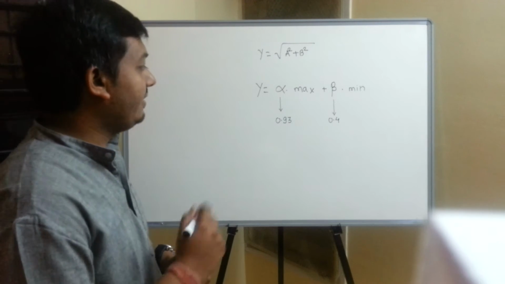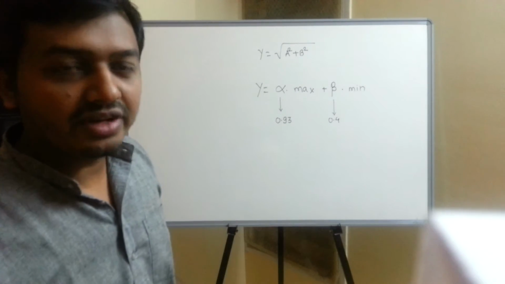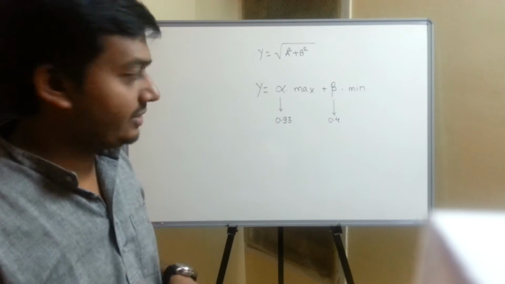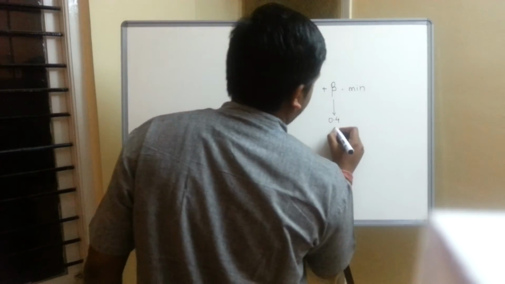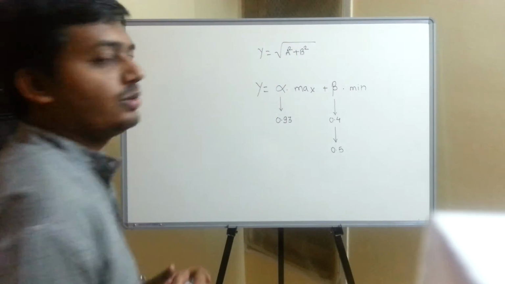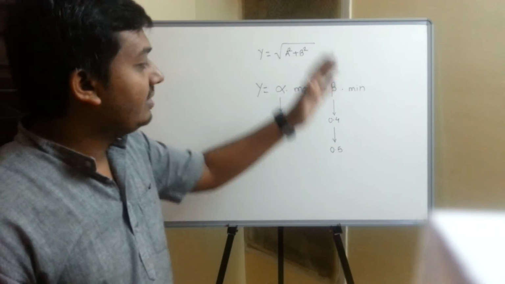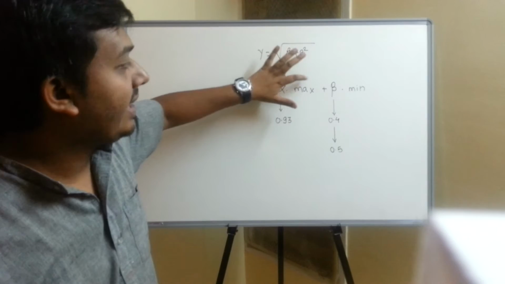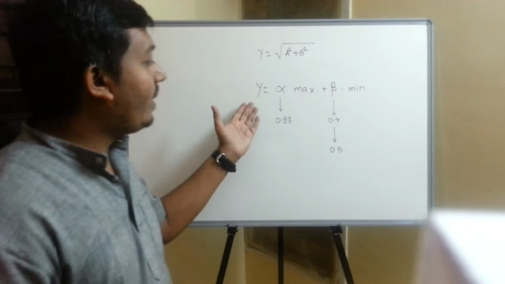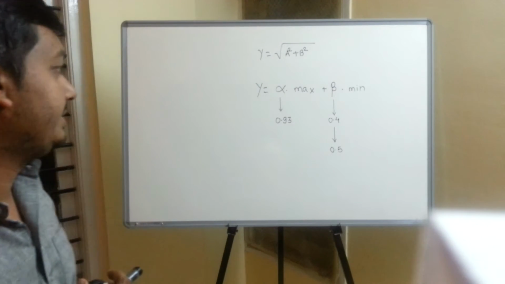Now I didn't stop here. I went ahead and modified this equation so that the resources of the equation can be further reduced. What I did is, I modified this 0.4 to 0.5. Now, when we are working with FPGA, all these numbers will be in binary. Alpha will be in binary, max will be in binary, beta will be in binary, minimum will be in binary, and again the y will be generated in binary.